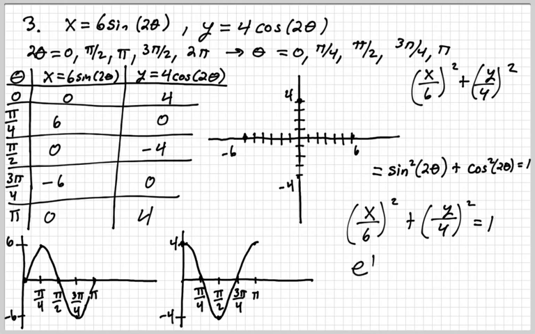centered at the origin. The major axis is going to have a length of 2 times 6, which is 12, and the minor axis is going to have a length of 8, 2 times 4. Okay, and we will also be going in the counterclockwise direction. So we have the first point of 0, 4, and hold on a second.